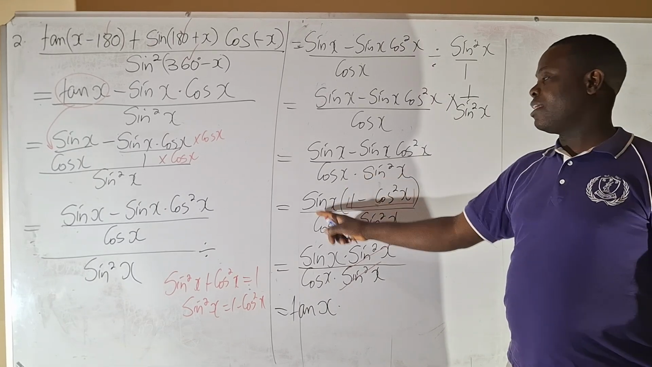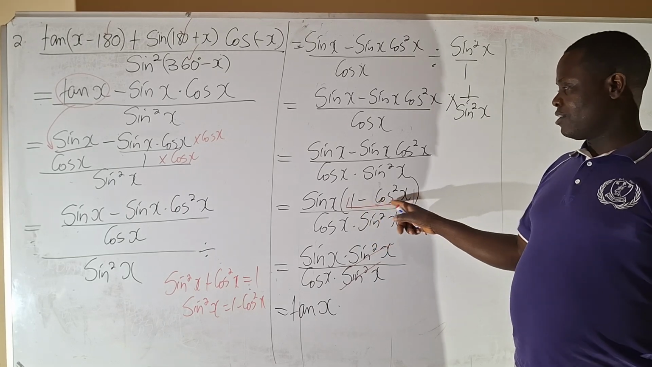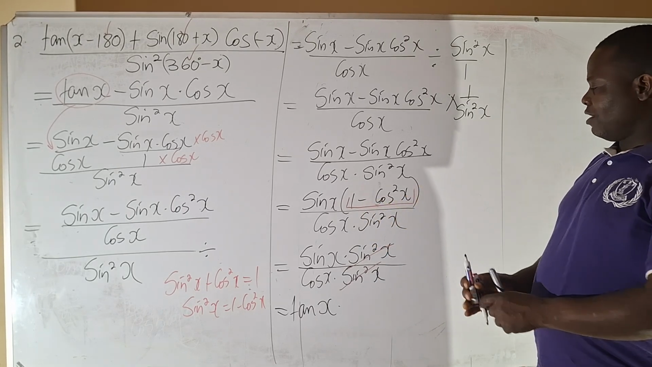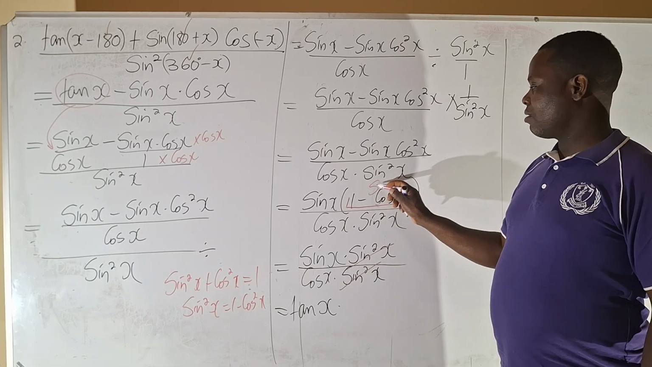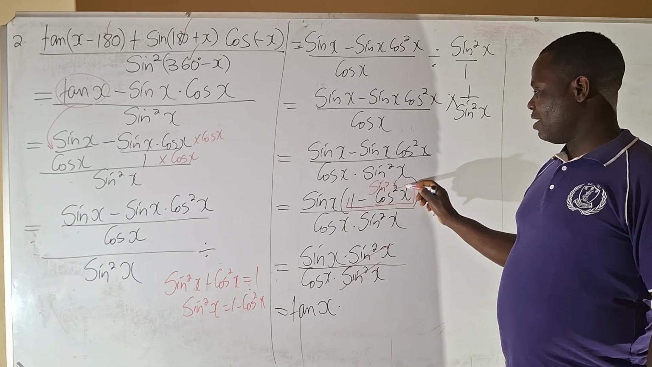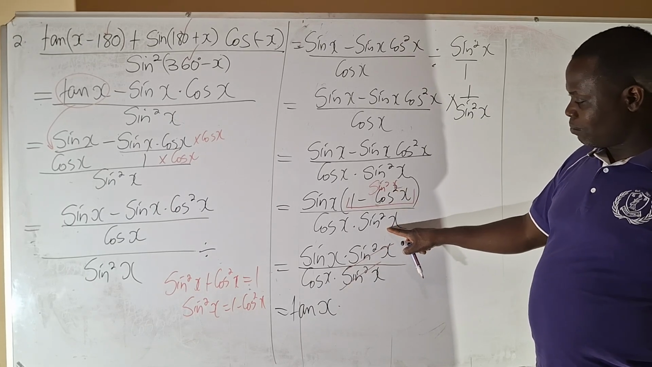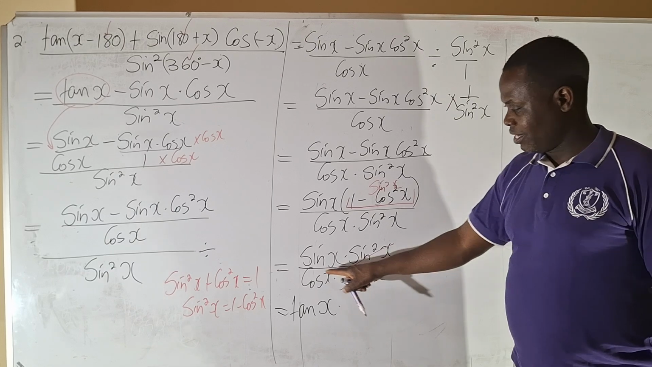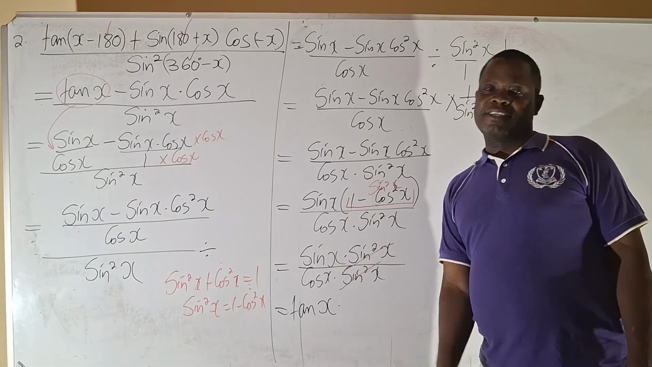Then we factor out sine x to remain with 1 minus cos squared x in brackets. Then 1 minus cos squared x is the same as sine squared x. So if we put sine squared x here, that's what we did. Then the sine squared x here and the one at the bottom cancel each other. Then you get sine x over cos x, which is equal to tan x.